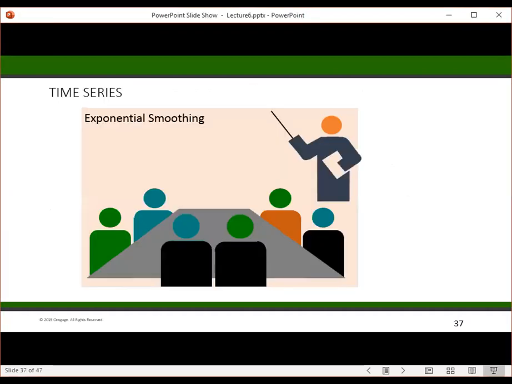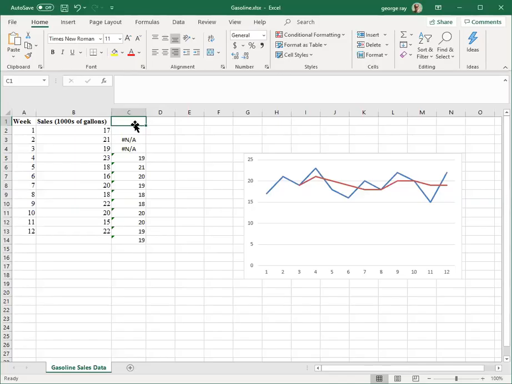So let's take a look at how we do this. So we'll just come back to our Excel worksheet for gasoline sales. I'm going to just name this move. And we'll call this Expo.